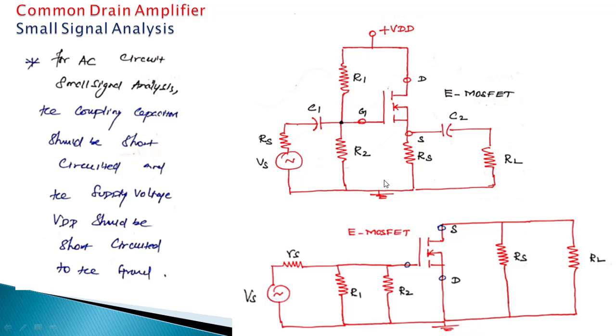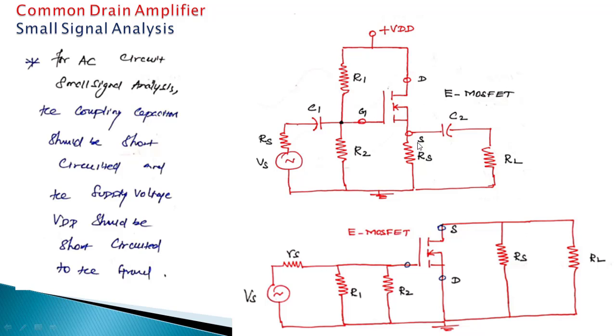VDD and ground we have connected. So that R1 will appear parallel to R2. Similarly, the drain terminal is connected to ground. When we connect this VDD to ground, this plus VDD is directly connected to ground. Otherwise, the drain is connected to ground. Note that here the polarity is changed. Here drain is downward and source is upward, because when we connect VDD to ground, drain is connected to ground.